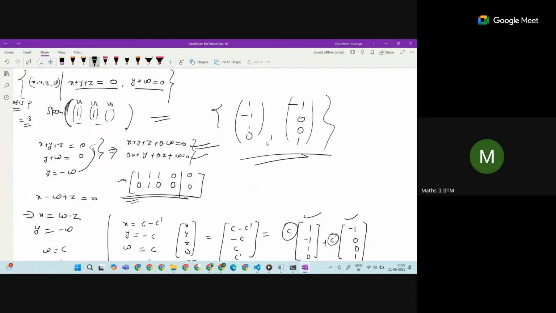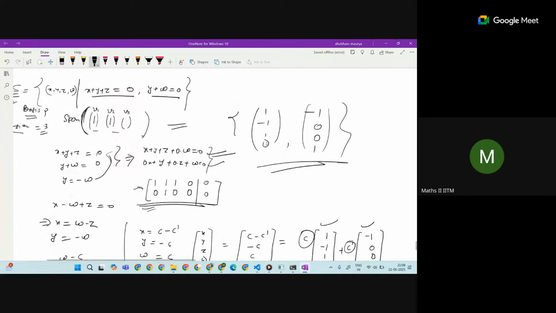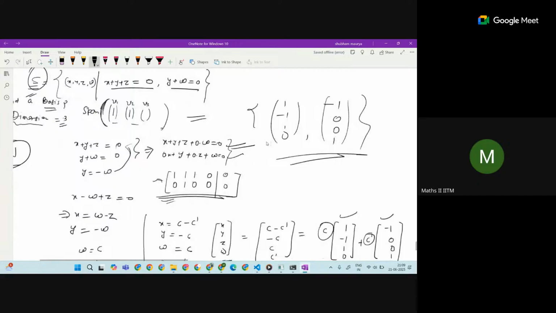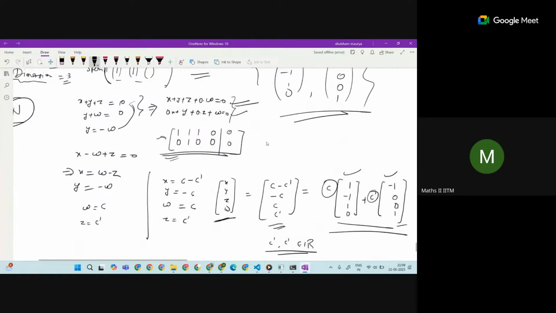That's all. These two are your basis elements. That means the dimension of this subspace is 2, since there are only two elements in the basis. This is one way to get the basis elements. You assumed here c and c prime.